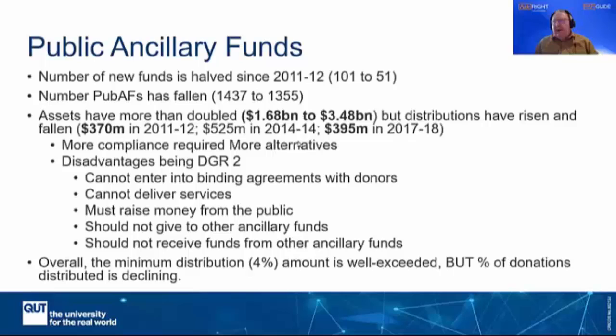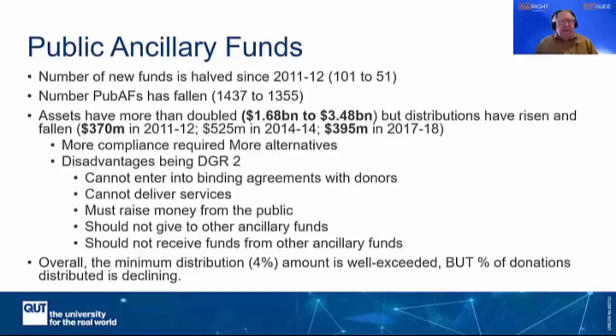There are over 100 or nearly 100 fewer public ancillary funds now than at the start of this data. The other really significant thing is that while assets have doubled, and they've doubled from 1.68 billion to 3.4, the distributions have fallen. They went up for a while, so they were once 370 million, they went up to 525, and now they're back down to 395. So public ancillary funds distribute less now as a proportion than previously.